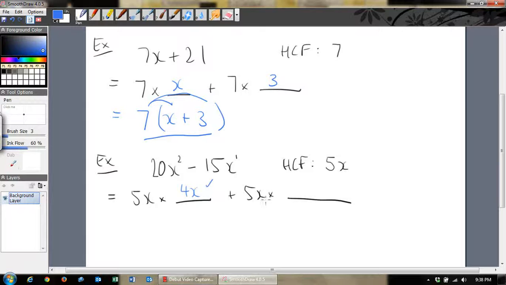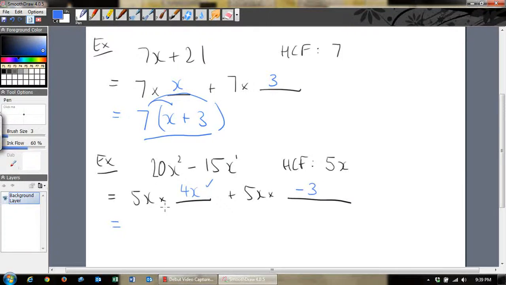So this is correct. Okay, fantastic. Over here, 5x times what is equal to negative 15x? Okay, so 5 times something is equal to negative 15, so it must be a negative here to get a negative 15 answer. And we want to multiply it by 3 because 5 times negative 3 is negative 15. Also, x times something is equal to x. It's actually just going to be negative 3. We don't need to multiply it by any x's because we've only got one x in both here.